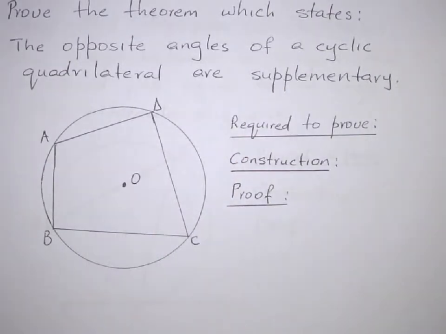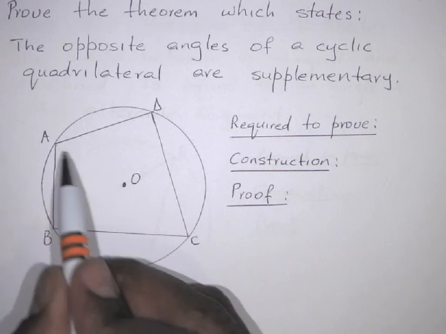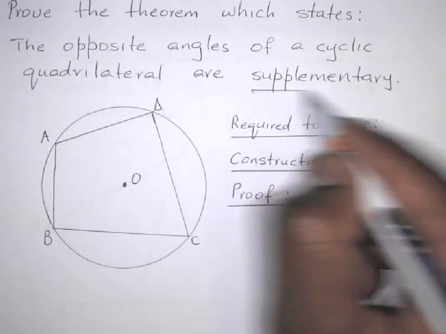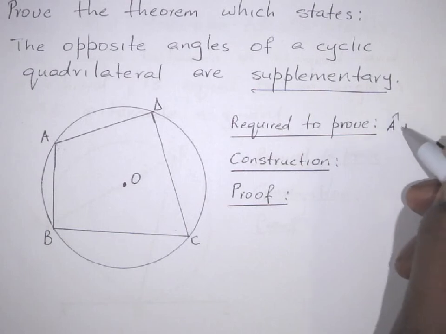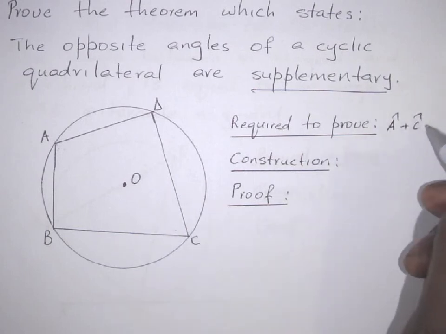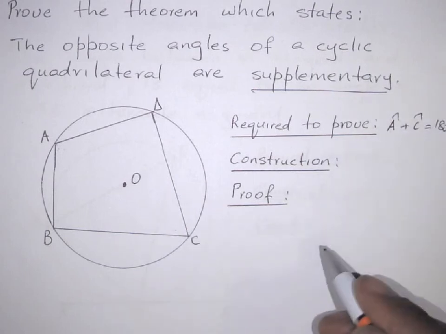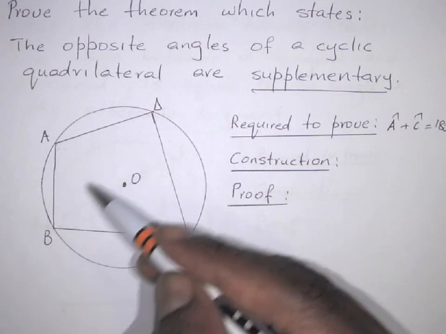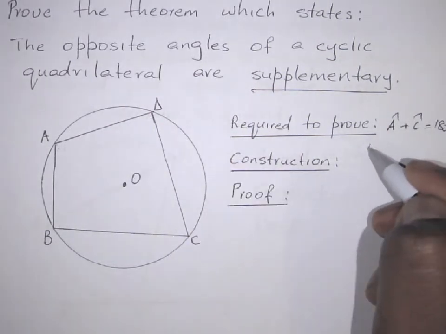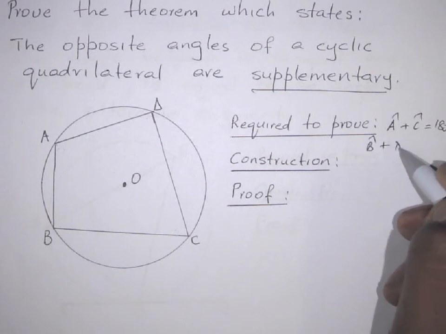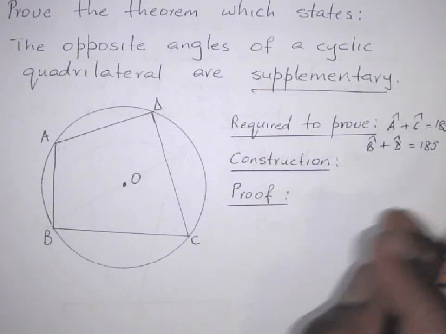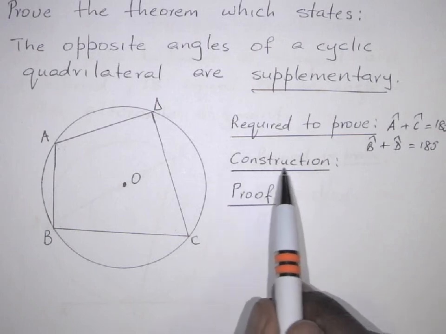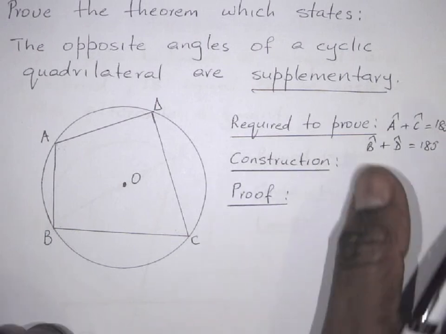What are you required to prove? Required to prove that if I add these two angles, they are supplementary, they add to 180. You must prove that angle A, if you add angle C, you'll get 180 degrees. Or you'll have to prove that angle B plus angle D is equal to 180 degrees. That's what you're required to prove. So yours is to think about what construction you need and try and prove that one.